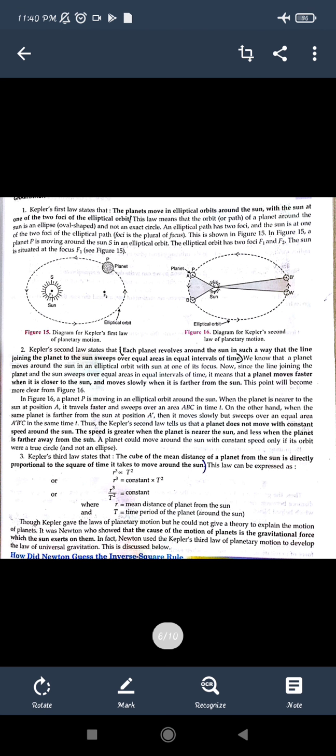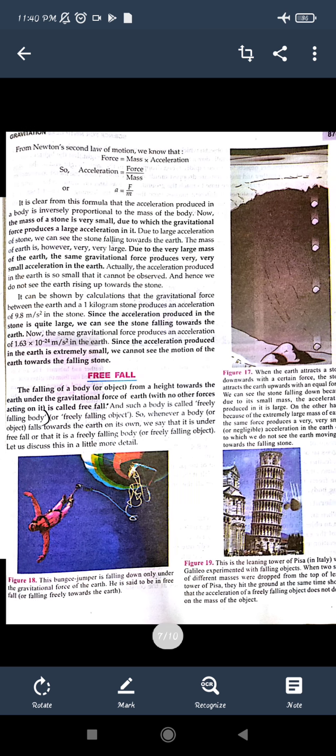sun, the cube of that distance will be directly proportional to the square of the time period, that is the time required for the planet to revolve around the sun. Okay, so that is r cube is directly proportional to t square. So we can say that r cube upon t square will be a constant.